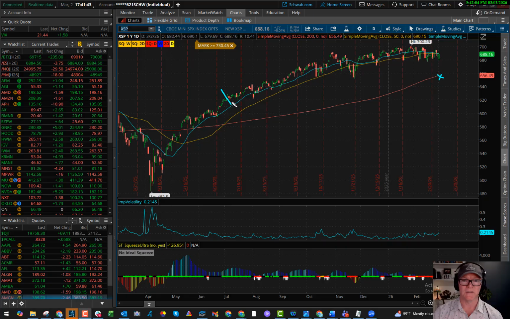There's that blue one, a 20-day moving average. This is a 50-day moving average, or I should say period moving average. This is a 200 period moving average, or in this case daily moving average. So what if we were to come down to there?